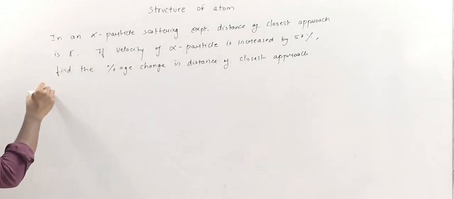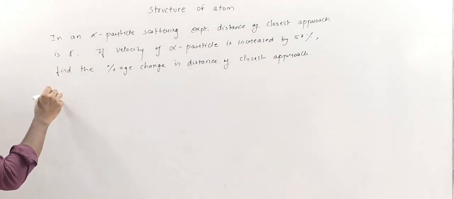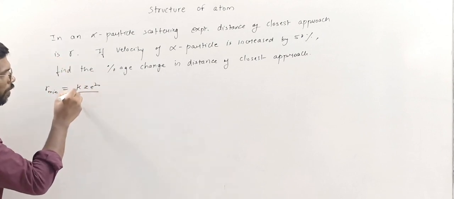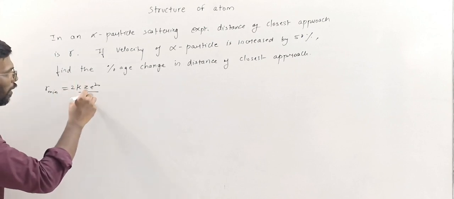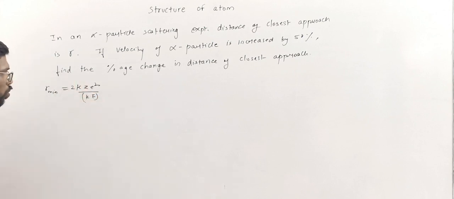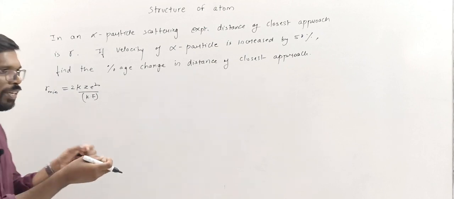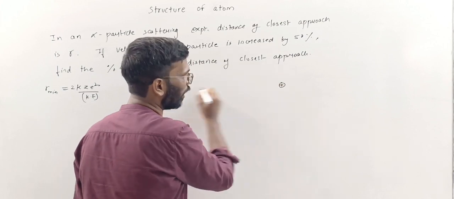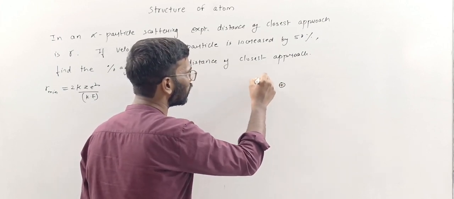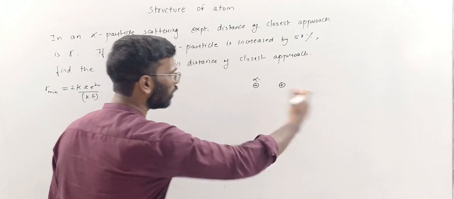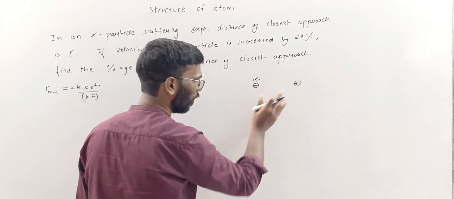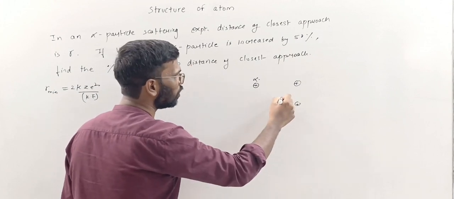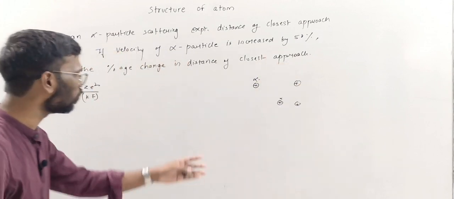Let's start with the formula. r minimum, this is also called the distance of the closest approach, is equal to 2kZe² by kinetic energy. So what we say is that it is inversely proportional to the kinetic energy. This is the nucleus and the other is the alpha particle coming. If the velocity is less, this may be the distance between them, and if the velocity is more, the distance between them will be this. That is what it means.